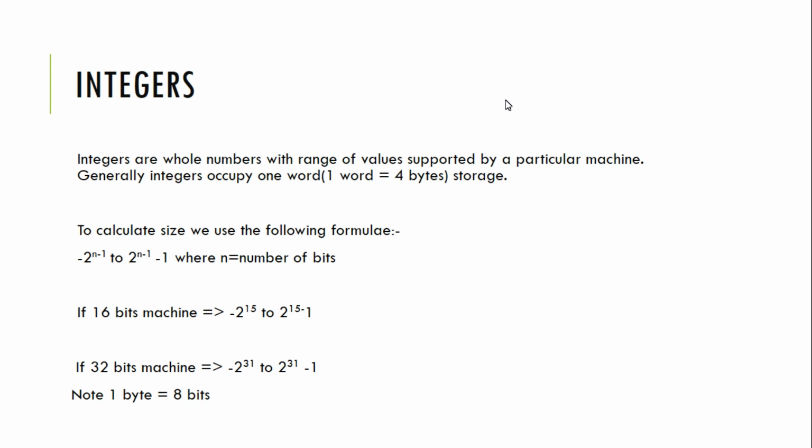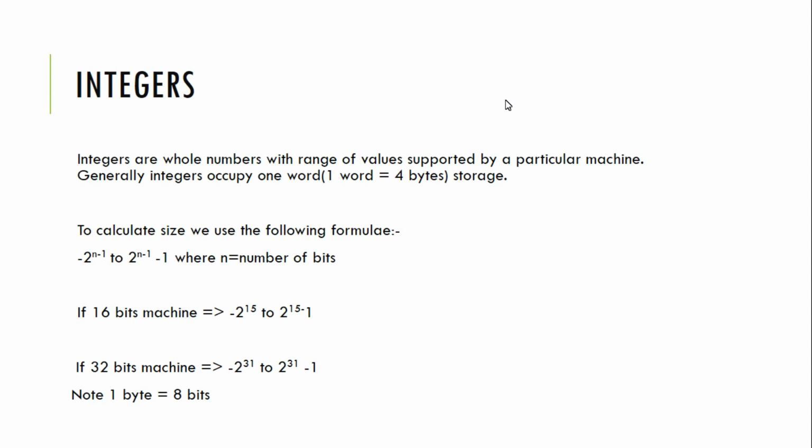Now for a 32-bit machine, that is a 4 byte machine, one word occupies 4 bytes of space. For one word, that is 4 bytes, it will be 32 bits, because 1 byte means 8 bits, so 4 into 8 will make up 32 bits. So for 32 bits, the value that the integer can hold ranges from minus 2 to the power 31 to 2 to the power 31 minus 1. If you can understand these things, it is very interesting.